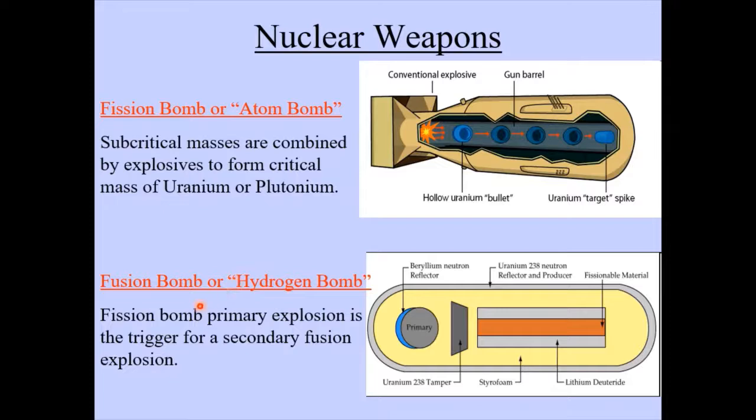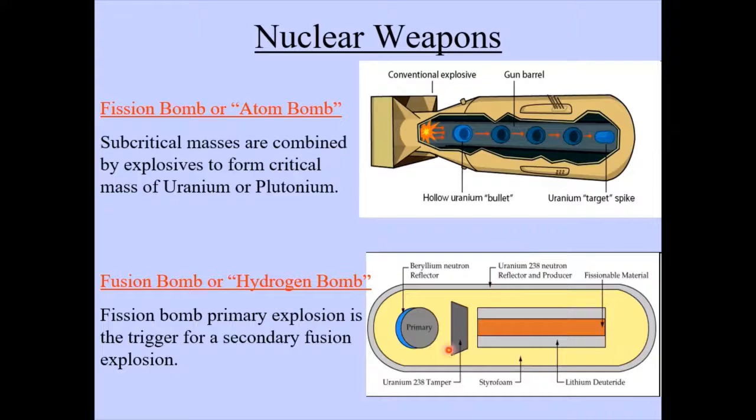The other type of bomb that was developed after the fission bomb was the hydrogen bomb, and these were developed in the Cold War. The United States and the Soviet Union made thousands and thousands of these bombs, and the fusion bombs are, unfortunately, much more powerful than the fission bombs. And some of these can destroy an entire city, like New York City, with just one weapon.